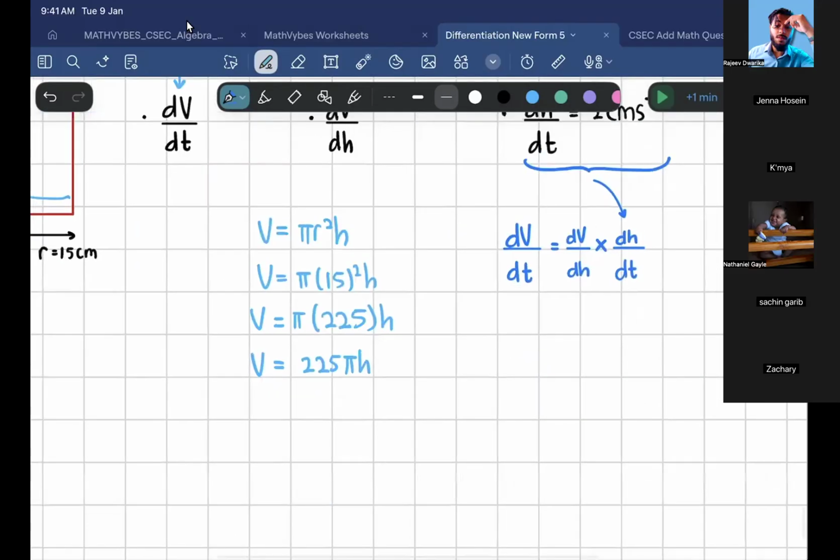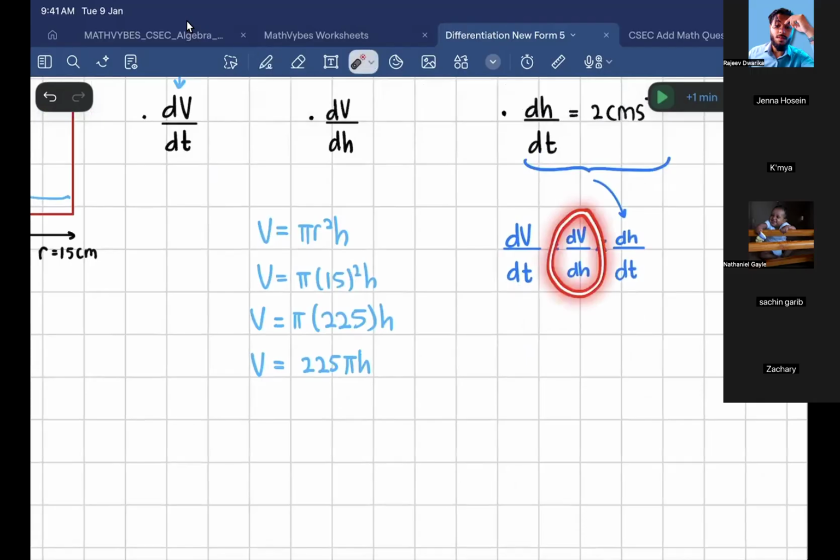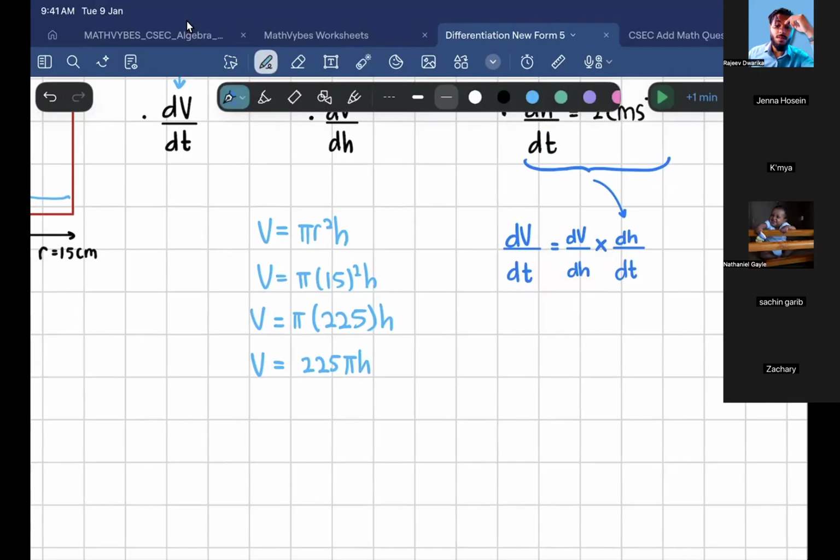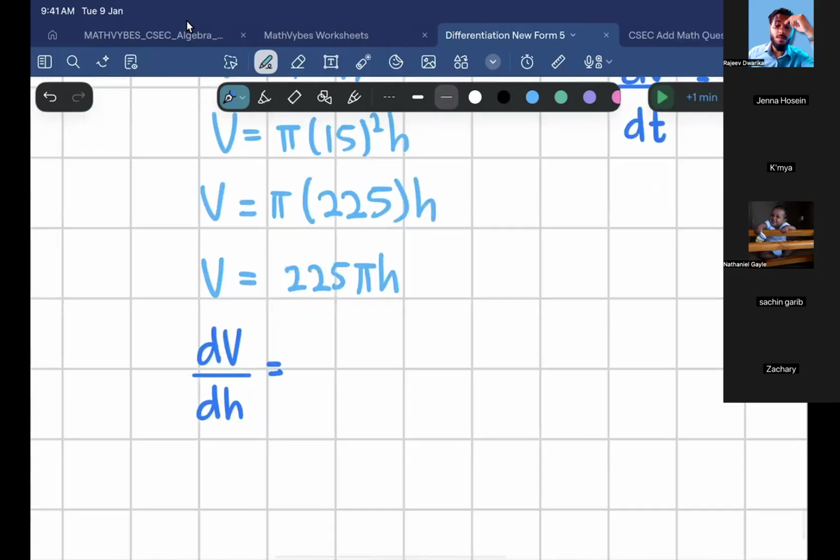Let me ask you all a question. dV/dH implies that we differentiated volume with respect to height. Do we have a formula for volume that contains height? Yes, it's right here. So we're going to differentiate V with respect to what? Height. Yes, and what would you get, guys? 225 pi.